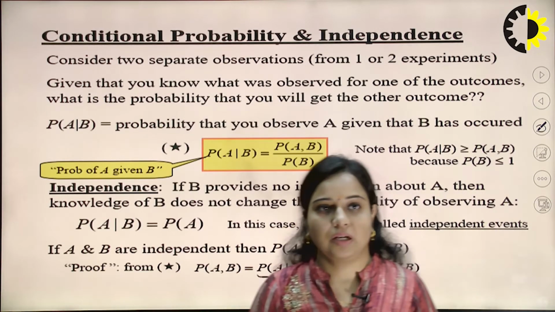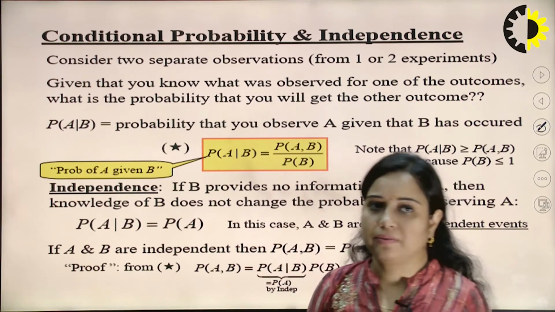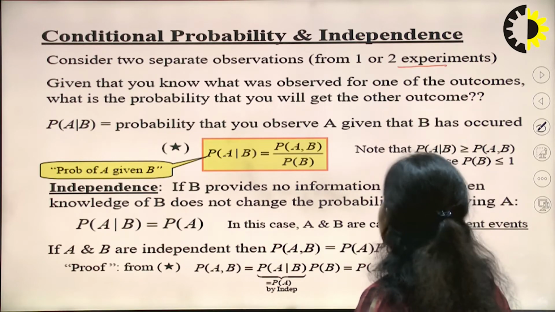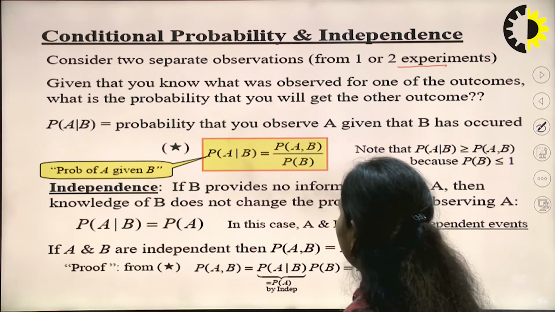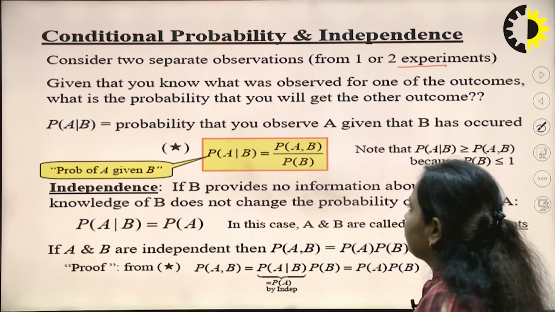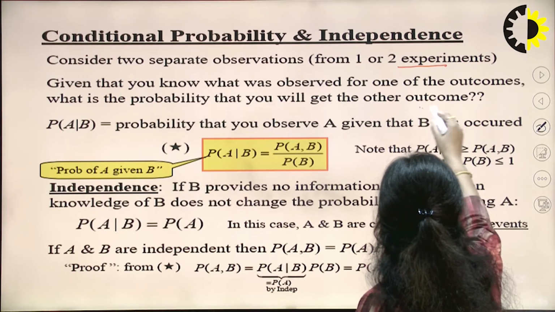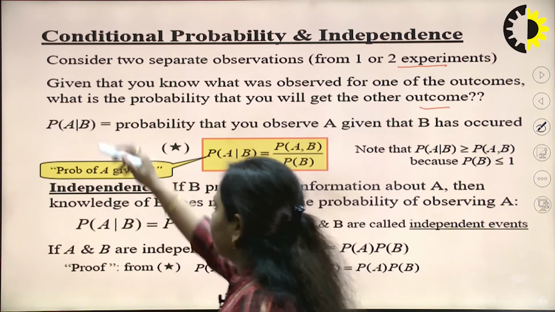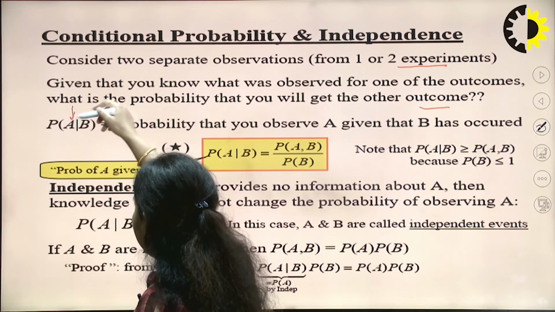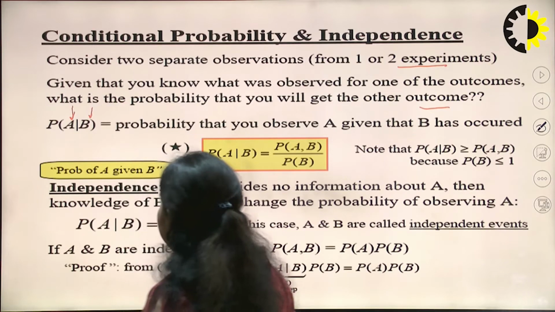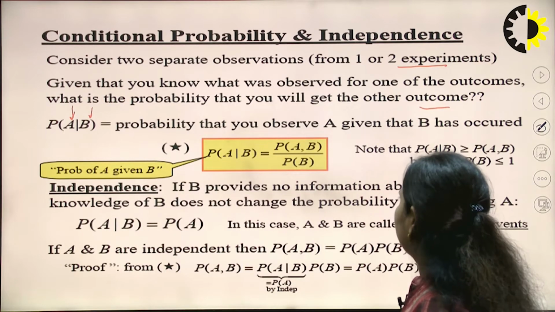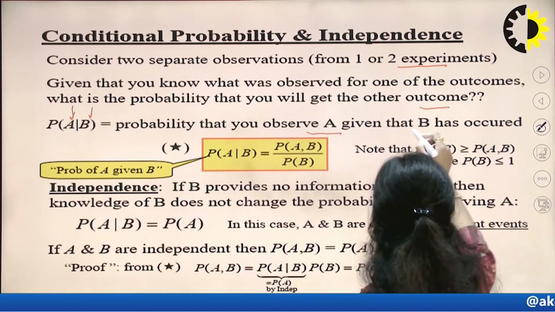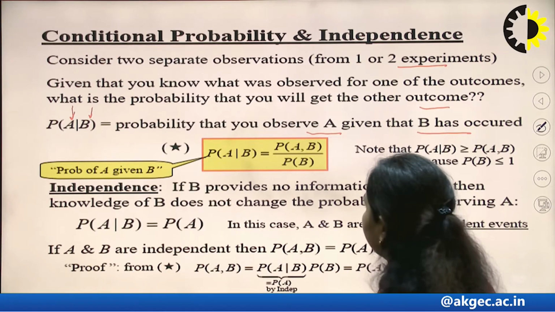Then comes conditional probability and independence. Consider two separate observations from one or two experiments. Given that you know what was observed for one of the outcomes, what is the probability that you will get the other outcome? That is, the probability for a particular event A, given that B has already occurred. So, the probability that you observe A given that B has already occurred is known as conditional probability.